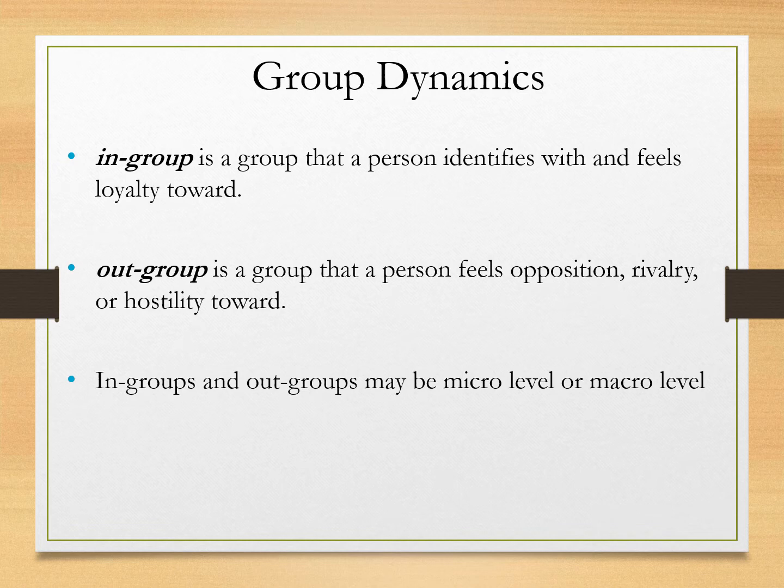In-groups and out-groups may occur on the micro level or the macro level. If the United States is at war with another country, and we're in the United States, our in-group is the United States, and that other country we're at war with is the out-group on the macro level. If your family's fighting with another family across the street, your family would be the in-group, and the other family would be the out-group.